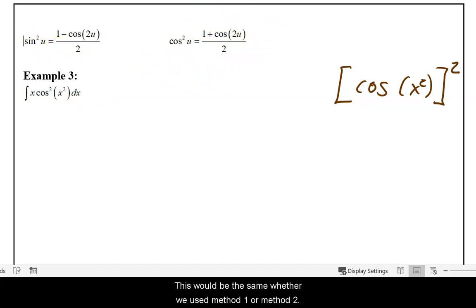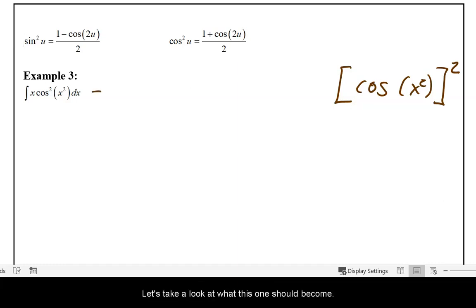This would be the same whether we used method 1 or method 2. I have cosine or sine to an even power, but not the other. Sometimes we have both sine and cosine to even powers, in which case we have to convert them both and then multiply out and keep going. Like I said, you'll spend one entire section on tricky trig integration when you get to Calculus 2. Let's take a look at what this one should become.